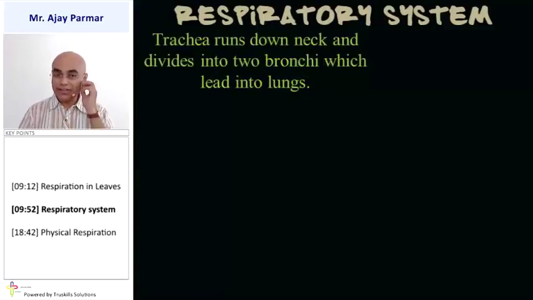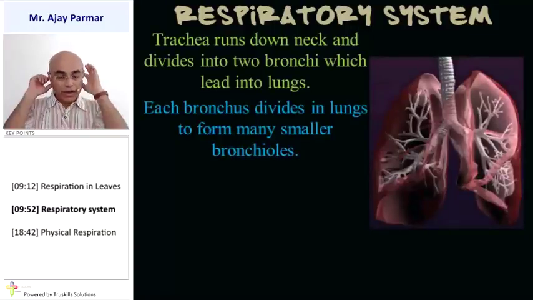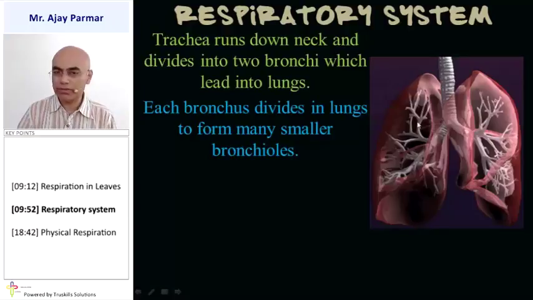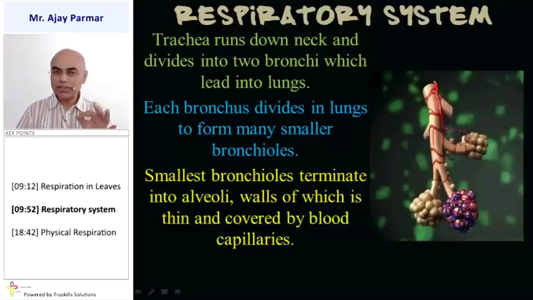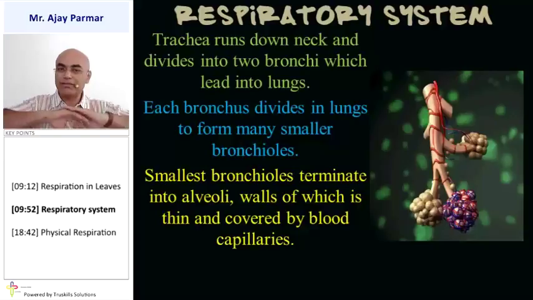The trachea then runs down and divides into two parts, which we call bronchi. And that bronchi then leads into the lungs. So the bronchial portion is this tubular structure which divides into two parts. It further divides into a large number of branches in each of the lungs, as you can see in this particular figure. The smallest of the bronchial tubes will terminate in the alveoli sac.